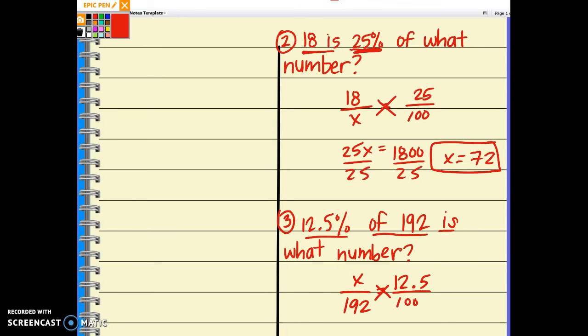Cross multiply. Gives you 100x equals 12.5 times 192, which is 2,400. Divide both sides by 100 to get x by itself. Dividing by 100 is the same thing as swooping twice to the left. And that gives you x equals 24.